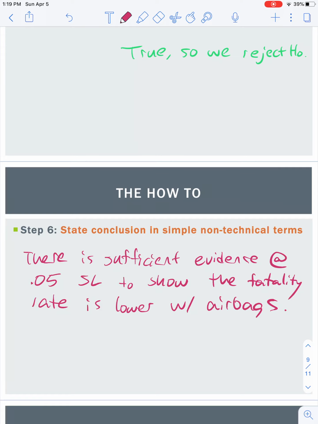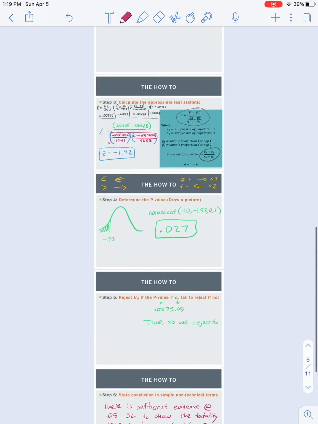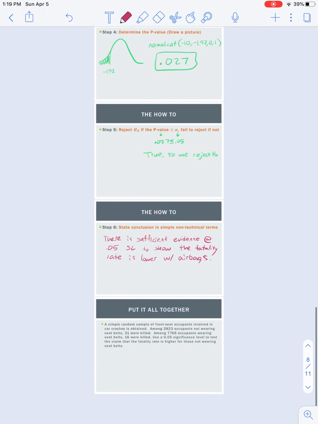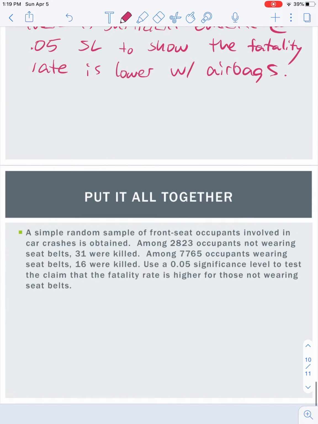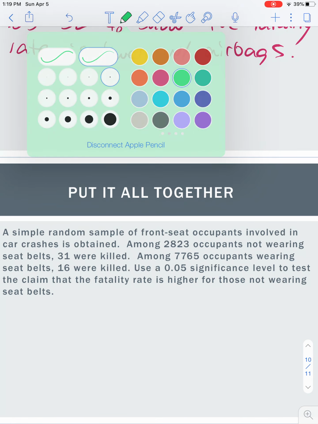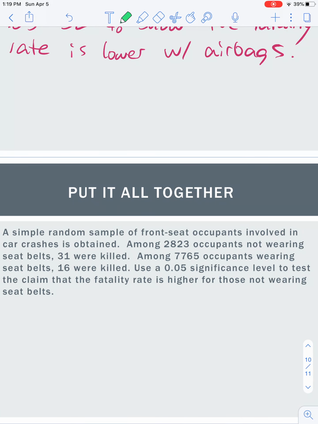So that is our first problem today, walking you through everything, and now we'll go a little bit faster with the second problem. The second problem is very similar, but it's about seatbelts instead of airbags. So this problem is talking about people not wearing seatbelts.